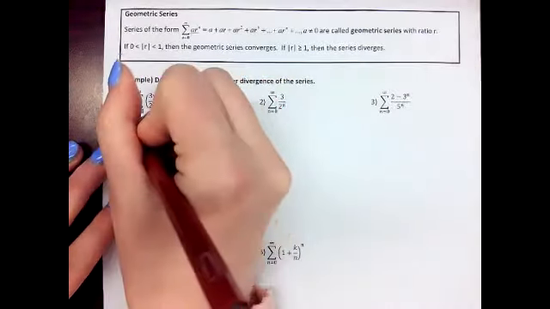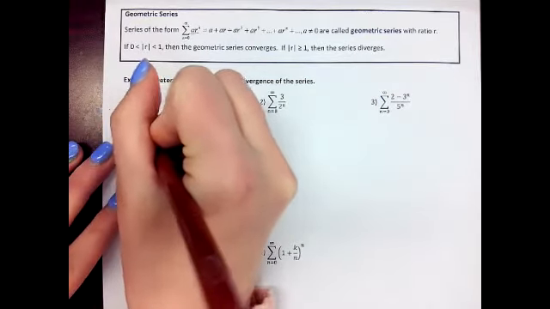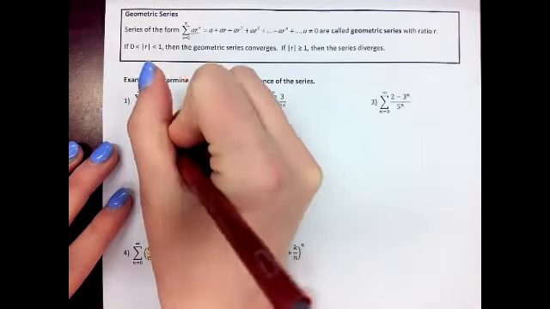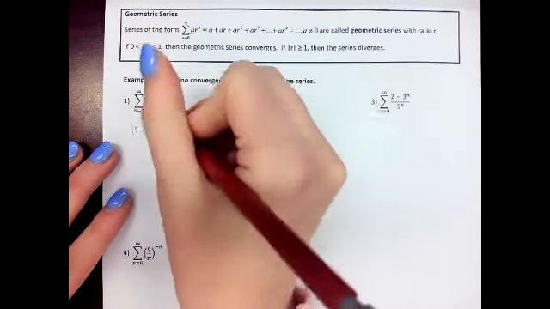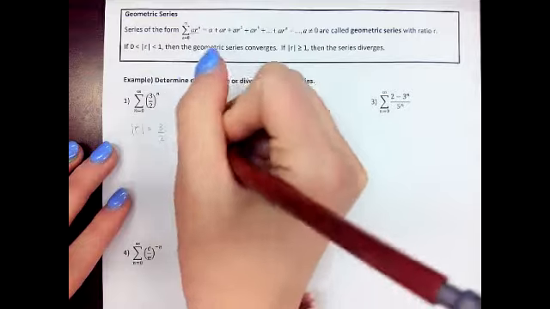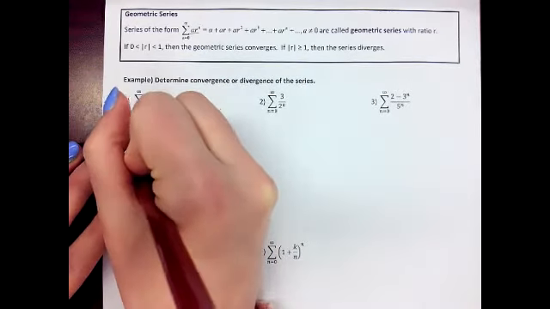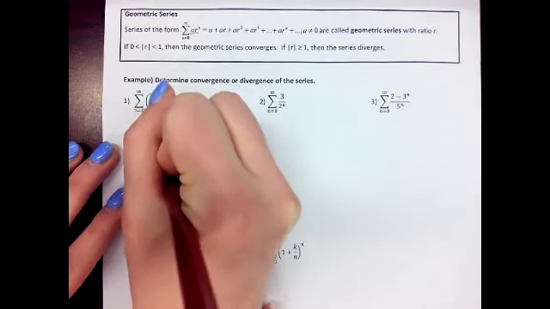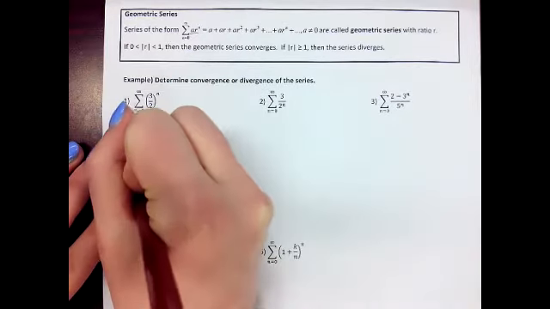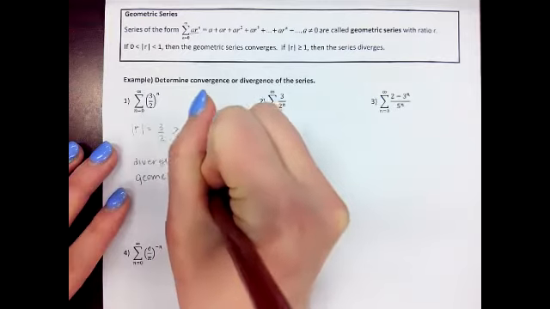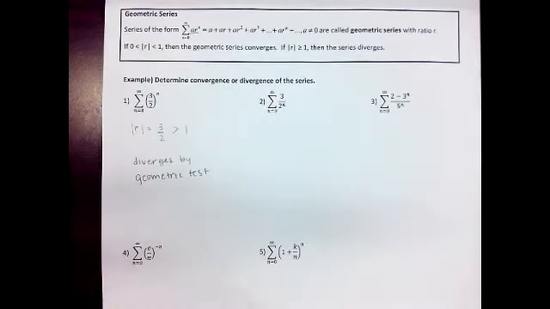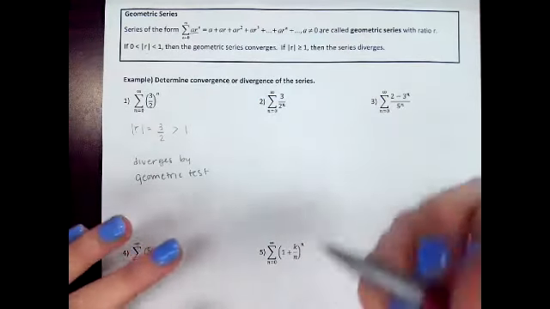So this first one, we want to take the absolute value of r, that is 3/2, because 3/2 is what's being raised to the nth. 3/2 is, of course, greater than 1, so the series diverges. Again, I'm not just writing diverges, I'm telling what test we're using.